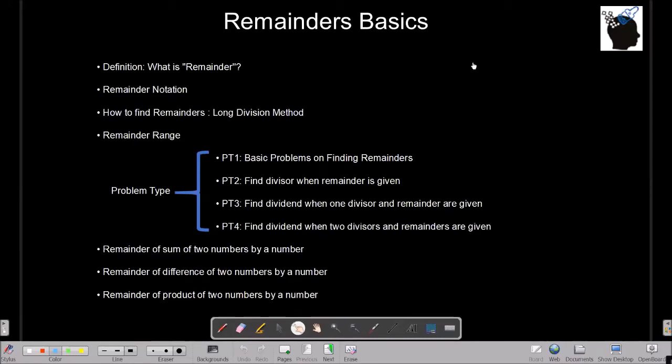Today we'll talk about remainders. We'll see what is remainder. We'll go through remainder notation. We'll take a couple of examples of that. We'll see how to find remainders using long division method.